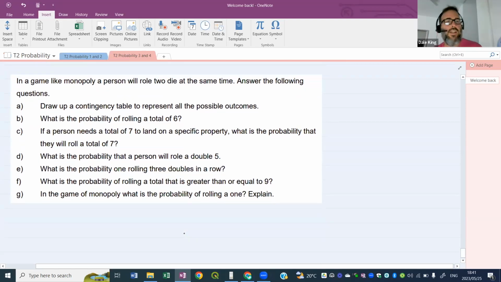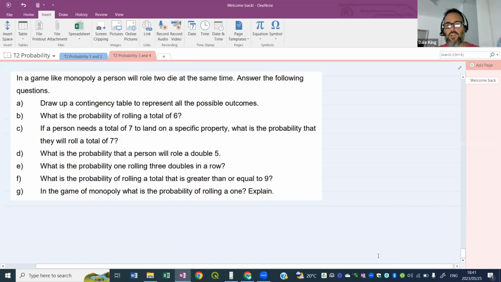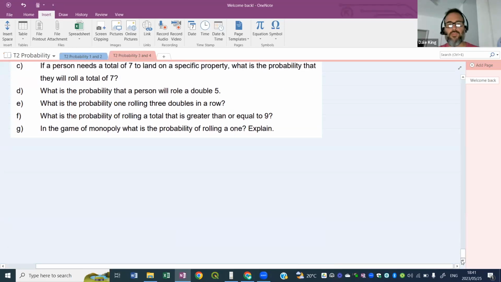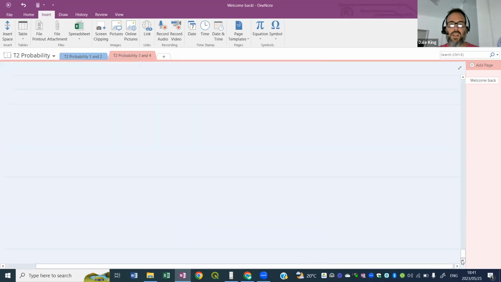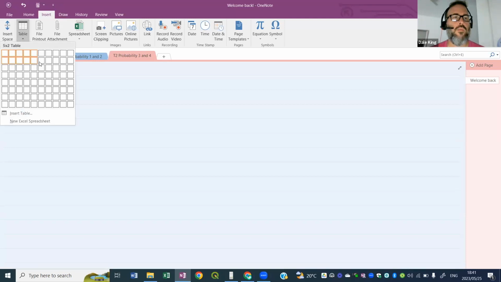Let's read and see. In a game like Monopoly, a person will roll 2 dice at the same time. Answer the following questions. So we're rolling 2 dice. Draw up a contingency table to represent all the possible outcomes. Oh my gosh. A contingency table. Who can help me explain how to do this? Who can remember how we do this? Is there anyone out there that can help me?